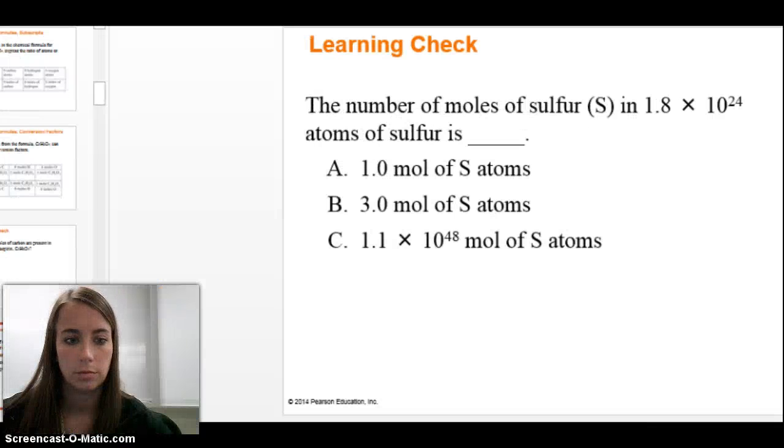Okay, so the last learning check is to find out the number of moles of sulfur in 1.8 times 10 to the 24th atoms of sulfur. So I'm going to let you do that one in your notebook and have me come around and check. Let's make sure you got it right.